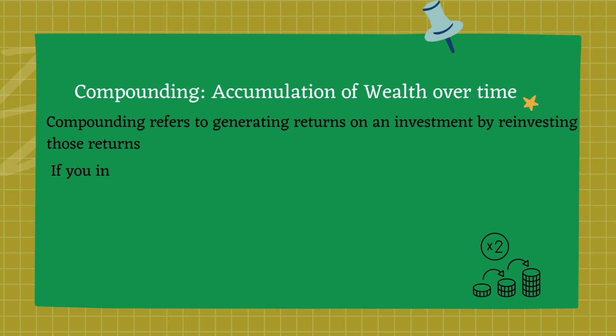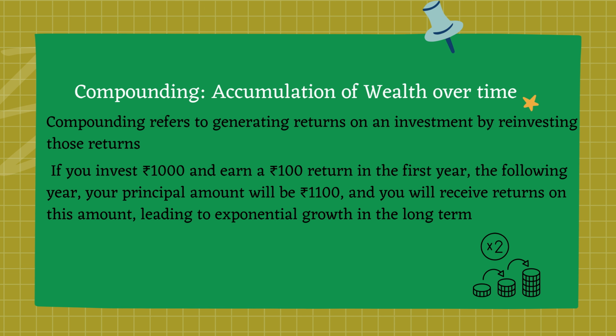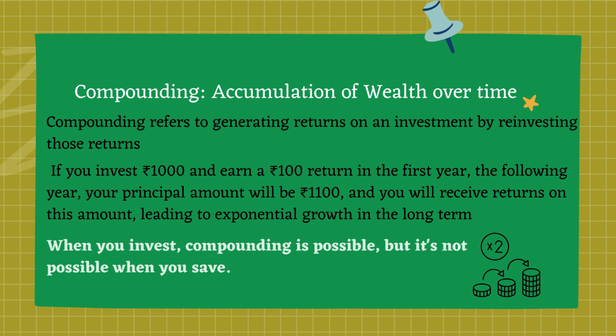Case in point, if you invest rupees 1000 and earn a rupees 100 return in the first year, the following year your principal amount will be rupees 1100 and you will receive returns on this amount, leading to exponential growth in the long term. This is why it is crucial to start investing early. When you invest, compounding is possible, but it's not possible when you save.